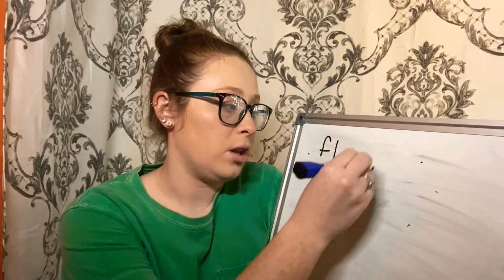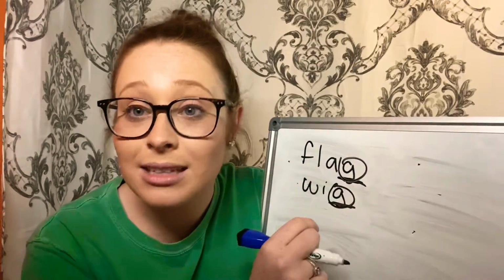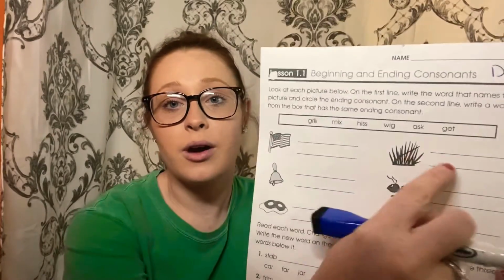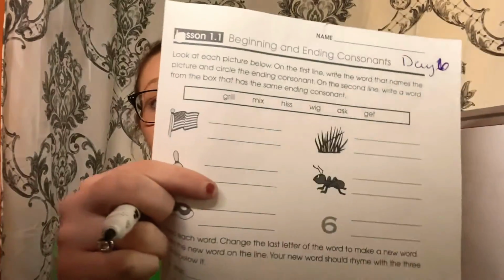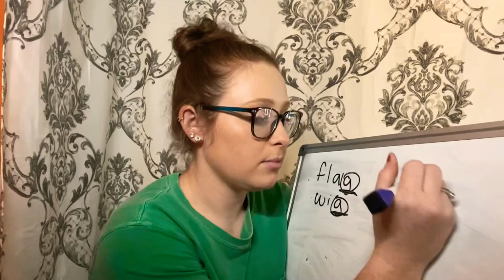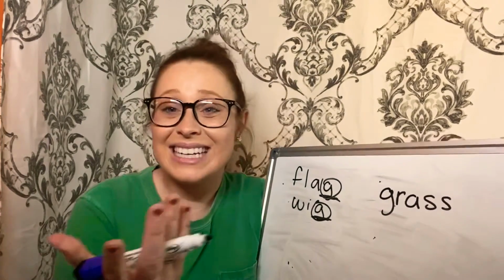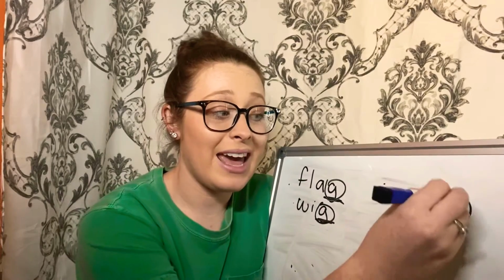So you can circle them. So is that the same endings? Yes, it is. Now look at the next one. So go over. What is that? That's grass. So I'm going to write grass over here. And my ending sound is what? The S. Okay? So look at those words.